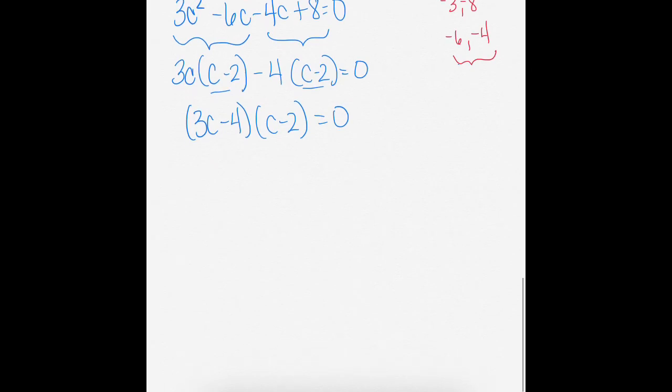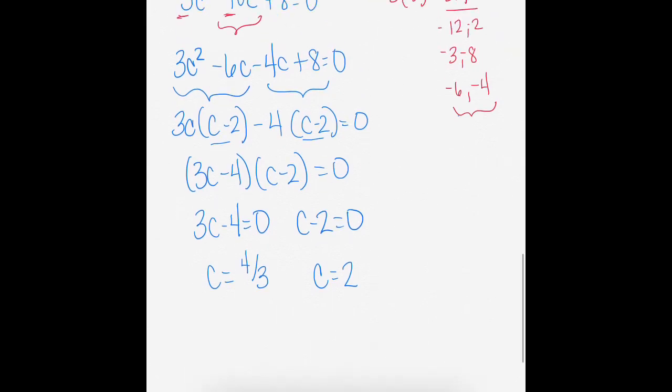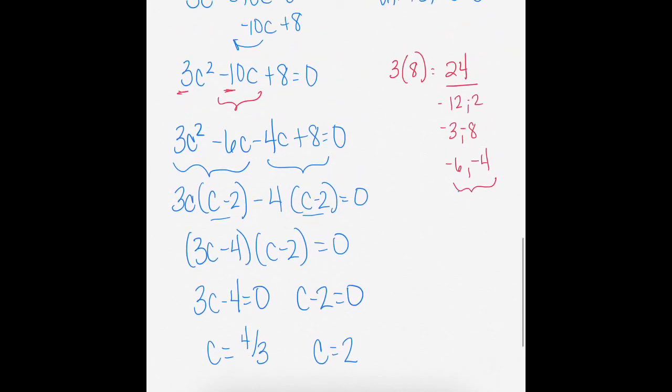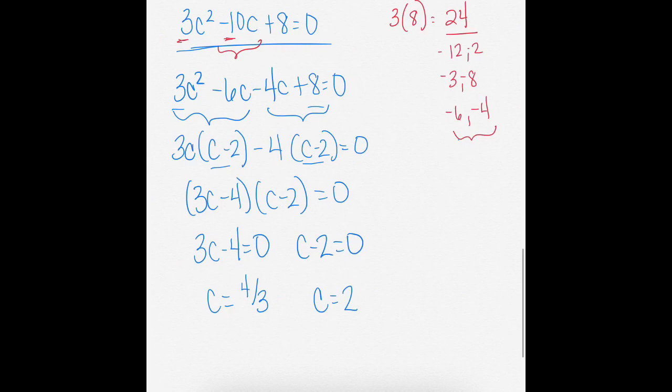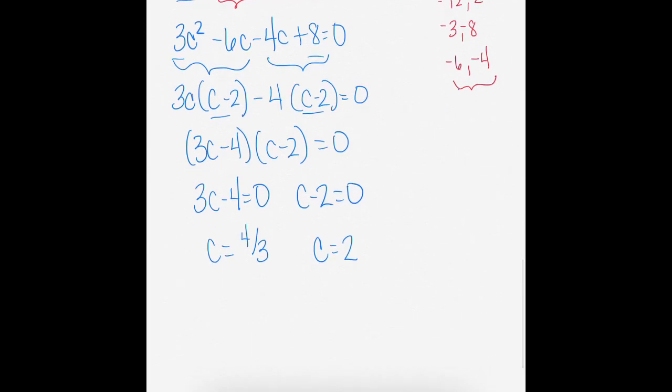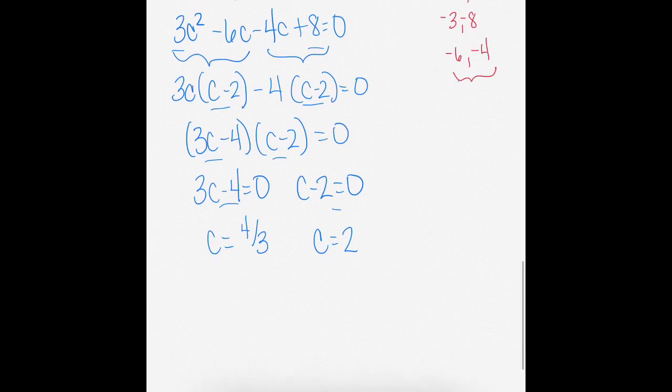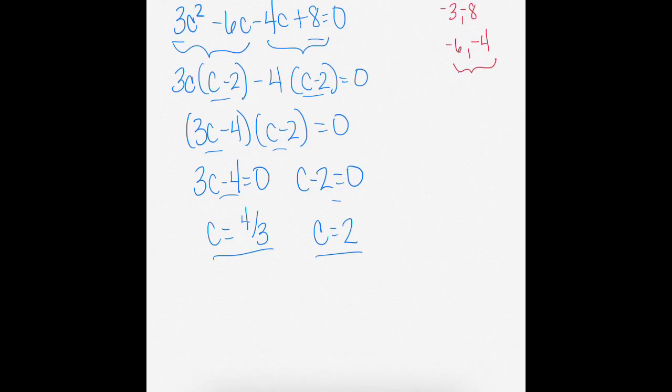Now I've got two binomials. Using the zero product property, I'm going to say if 3c minus 4 equals 0, everything is 0. If c minus 2 is 0, everything is 0. Solving these, I'm going to jump straight to that. I'm adding 4 and dividing by 3, and then adding 2. These are my two solutions. Notice that first of all, I had to get it into standard form. Then I had to factor it by using the AC method, or the box method if that's what you prefer. Then I had to use the zero product property in order to solve for my two solutions for this quadratic.